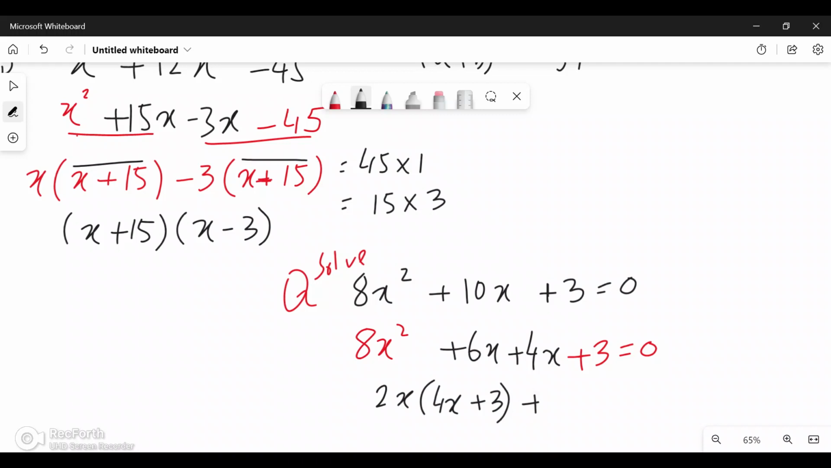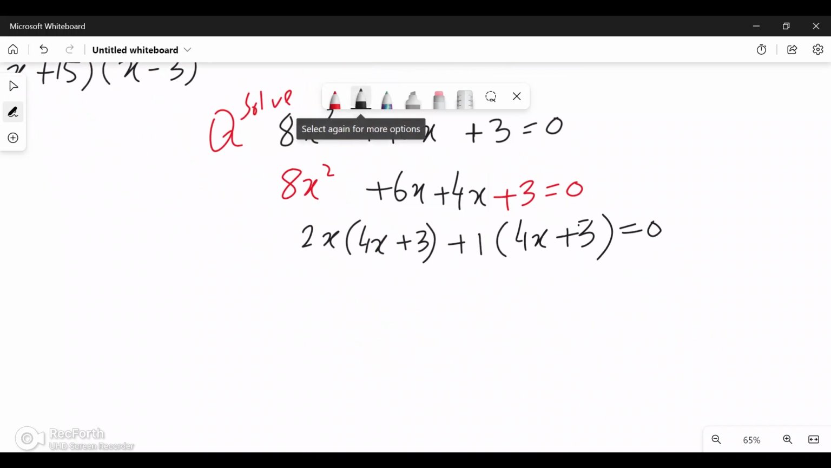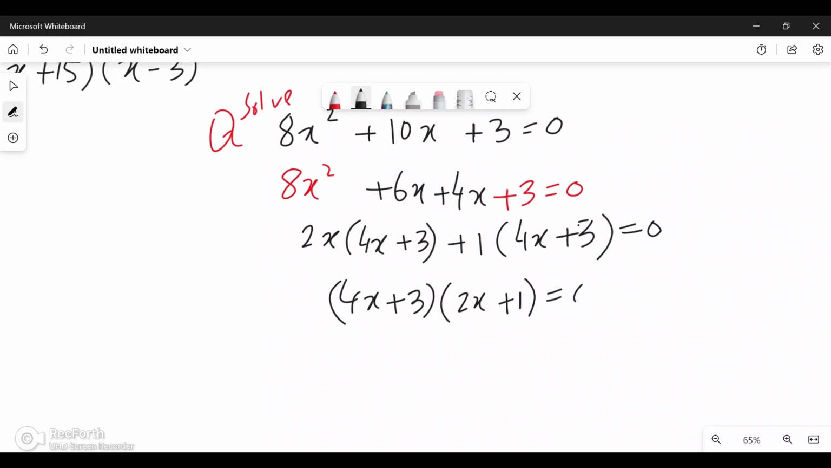And if I see in the second pair, there is nothing common. When there is no common, you can write 1 as the common term. So you will get 4x plus 3 in the bracket as well, equals 0. Let's simplify it further. So we will get 4x plus 3, I will write it once, and in the second bracket, we will write 2x plus 1 equals 0.